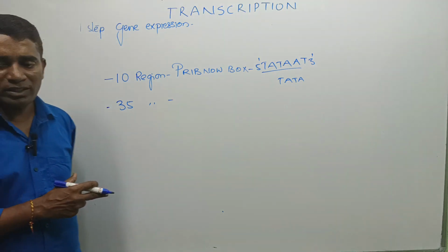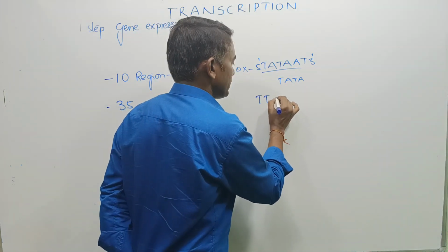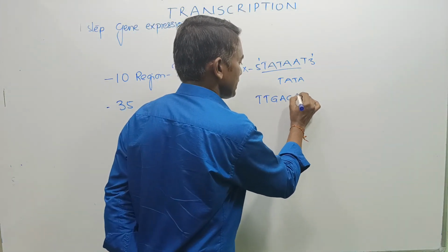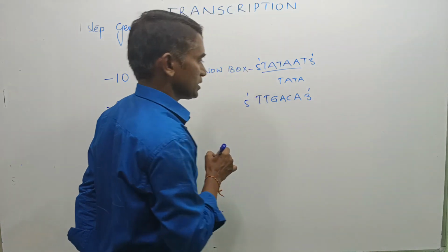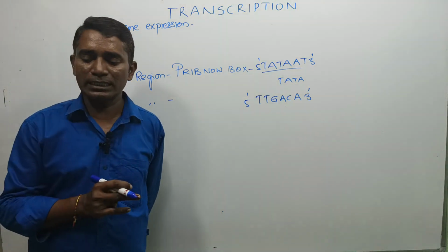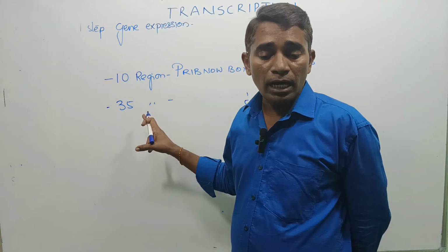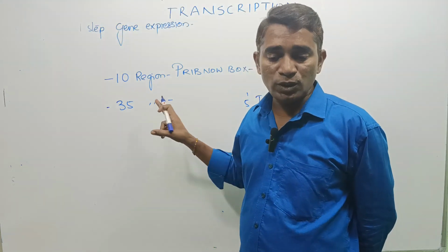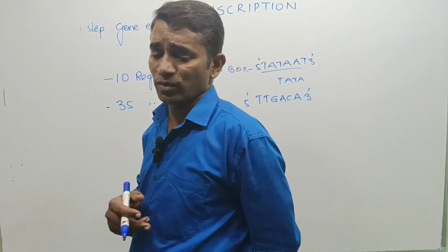At the -35 sequence, we come across the presence of TTGACA. Again, this is also a common consensus sequence. This is also a hexamer. TTGACA is present at the -35 upstream region of the genome itself. So this is a consensus sequence.